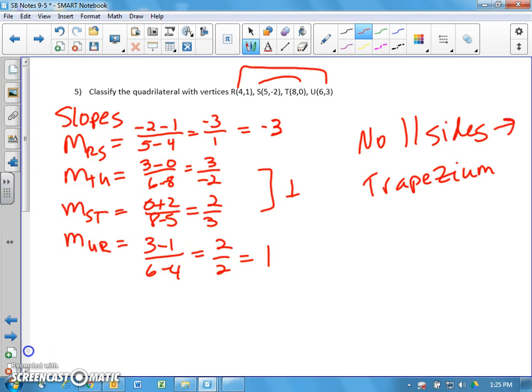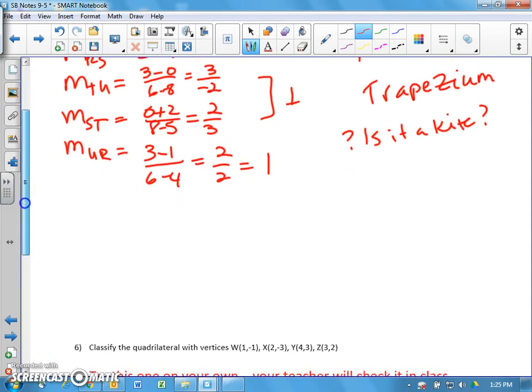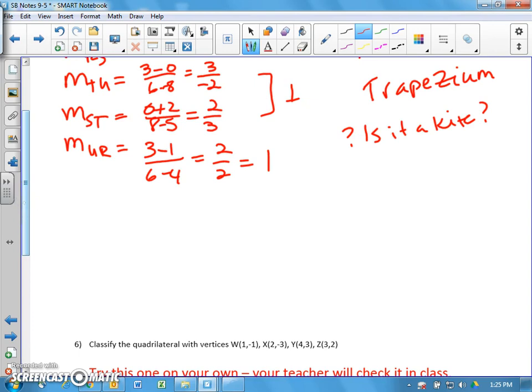So the next question we have to ask ourselves is, is it a kite? To do that, we're going to have to test our side lengths. So let's go through and do that. We've had lots of practice at this point calculating side lengths, so stop the video for a minute and go calculate your side lengths.